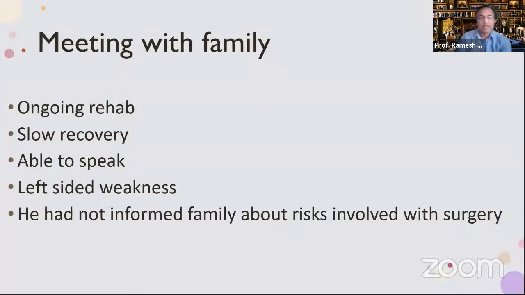When the family came to see us after he was in the rehab unit, they said he was making slow recovery. He was able to speak. He did have some weakness on the left side. I was actually astonished to hear that they were not discussed in terms of the risk involved, because when I met him, he was alone, and that was a bit of a surprising thing for me.